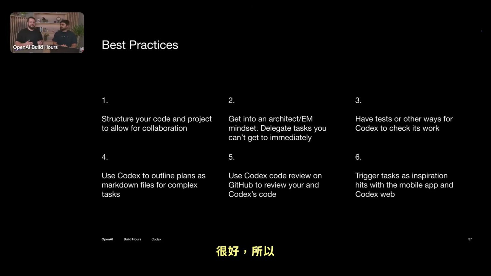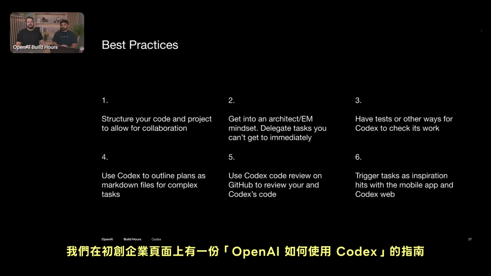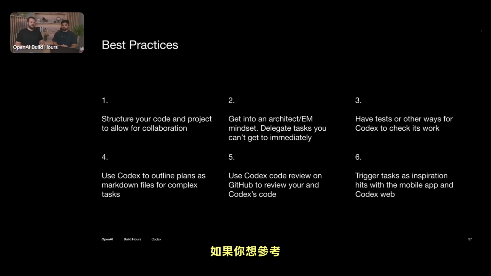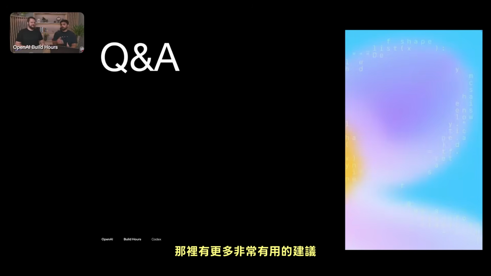Cool. So those are the 6 tips that we covered that I think are worth taking away. There's obviously a lot more. We have a how OpenAI uses Codex guide on the startups page, if you want to check that out. That has additional really helpful pointers. And we'll follow up with more resources on Codex after this. But that was the demo and the walkthrough.